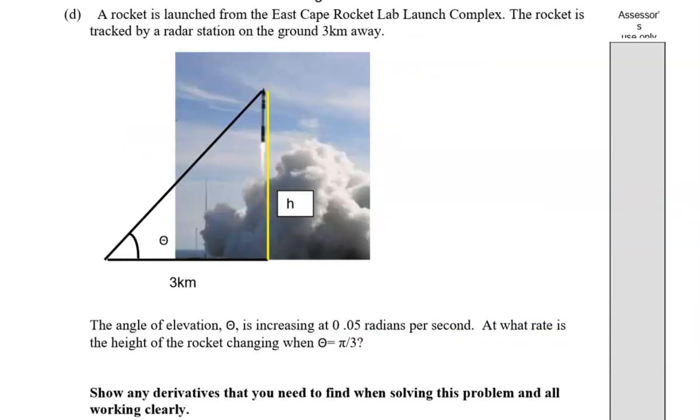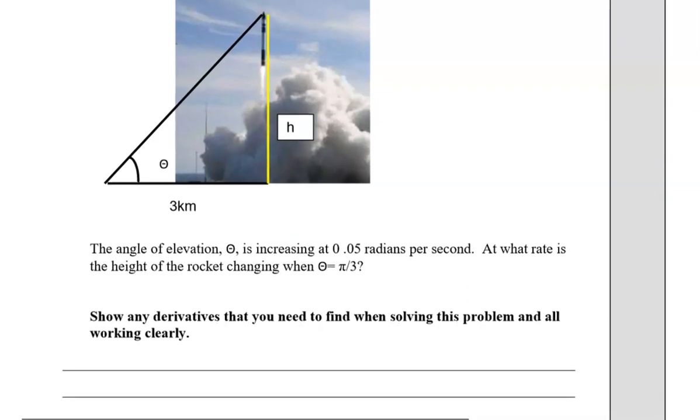Now we have a question on rates of change. We've got a rocket launching from the ground and this triangle set up defining some of those bits of information. So we've got the angle of elevation is theta. It's increasing at a rate of 0.05 radians per second. What rate is the height of the rocket changing when theta is pi by 3?